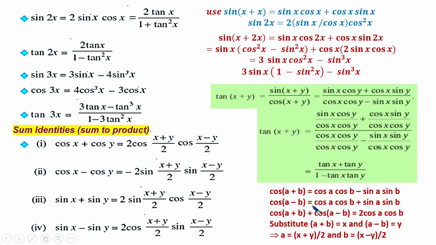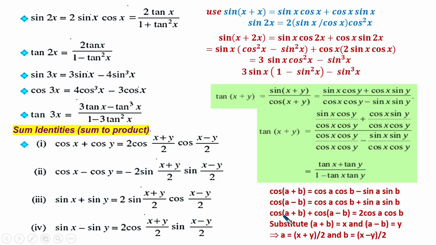I am writing here cos a minus b, so here it will be plus sign. So cos a plus b plus cos of a minus b, so these two will get cancelled. You will have 2 cos a cos b. So if I now substitute this a plus b equal to x and a minus b equal to y, and you solve this simultaneous equation, you will get a equal to (x plus y) by 2 and b equal to (x minus y) by 2. So you substitute this a and b here.